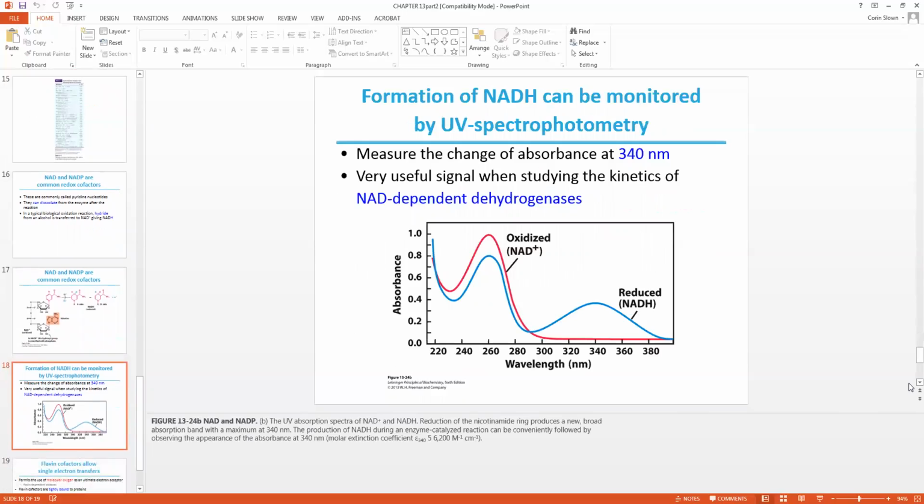The formation of NADH can actually be monitored by UV spectrophotometry. So you can measure the change of absorbance at 340 nanometers. This is a useful signal when you're studying the kinetics of NAD-dependent dehydrogenases. It's actually one of the ways to be able to measure the activity of an enzyme.